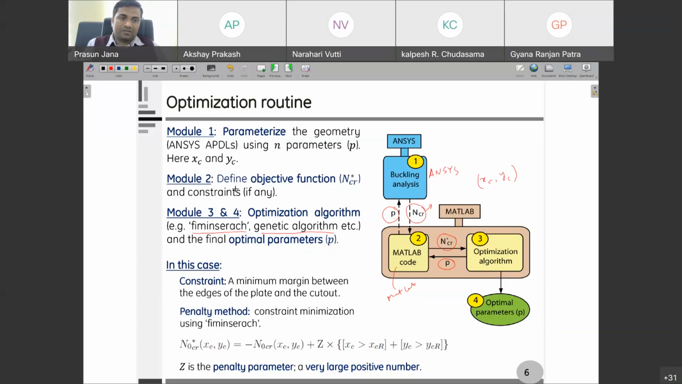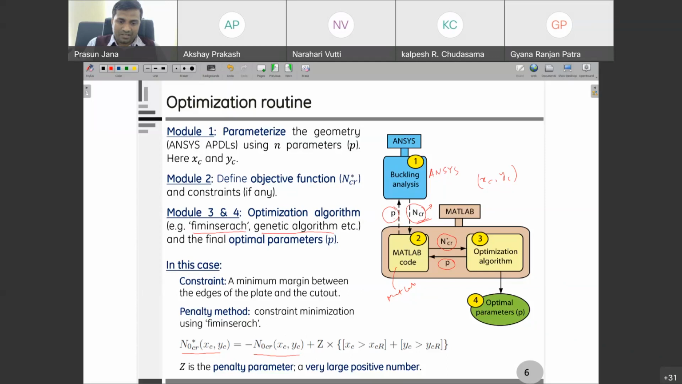Okay, so here you can see for this problem, the objective function can be defined this way. This N0 critical is a positive number because buckling load is always positive. So it's a positive scalar value, and you always get a positive number from Ansys. And because you want to minimize it, you take the negative of that number. So you minimize the negative of that positive value obtained from Ansys.